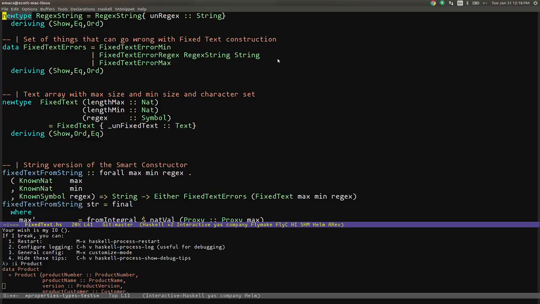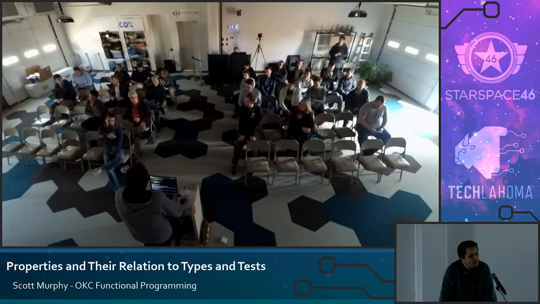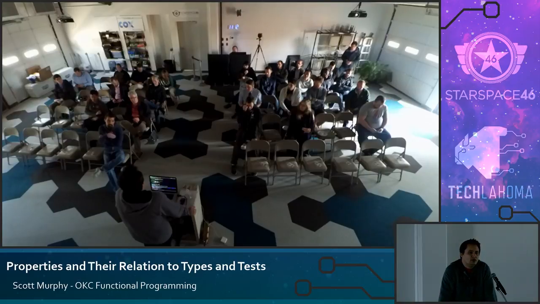So do you find that doing property-based testing reduces the need to do unit testing, or does it automate it, or how do those play together?